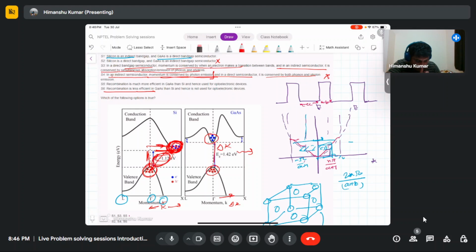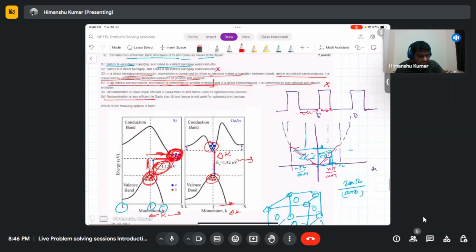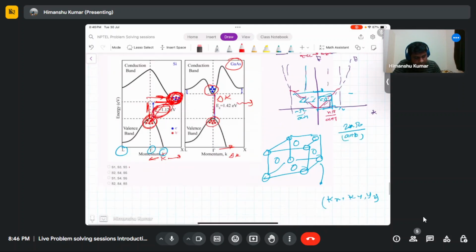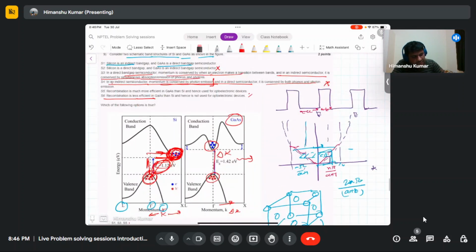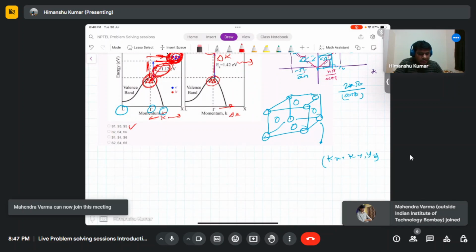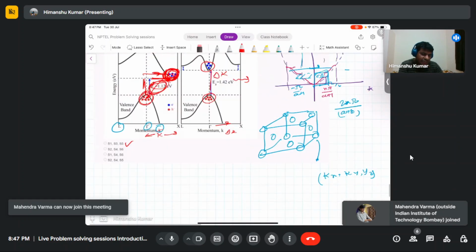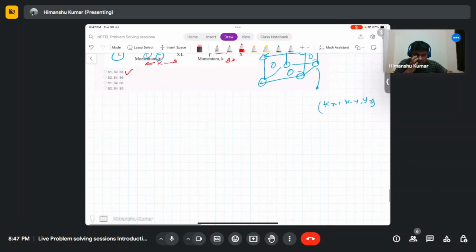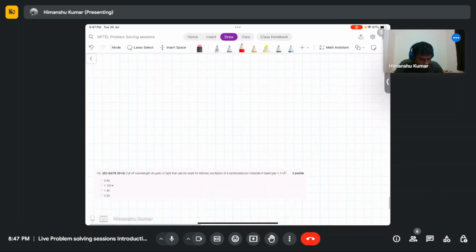Recombination is much more efficient in gallium nitride than silicon, hence used in LEDs. Yeah, so as we have discussed, gallium arsenide has a much more effective recombination compared to the indirect band gap silicon semiconductor. So S5 is correct. The other option is just reverse, so that is wrong. So the correct option is S1, S3, and S5. So this is the correct answer. If you have any confusion, you can ask.